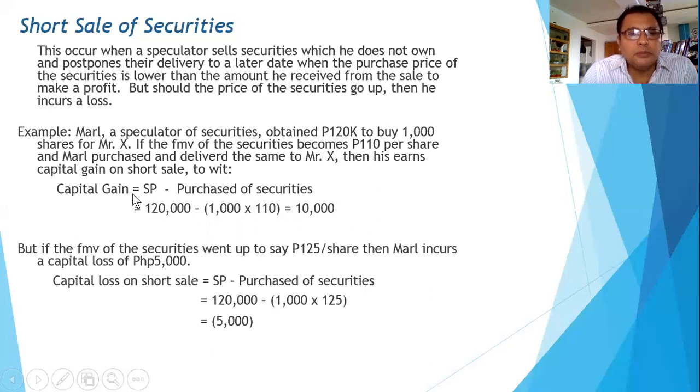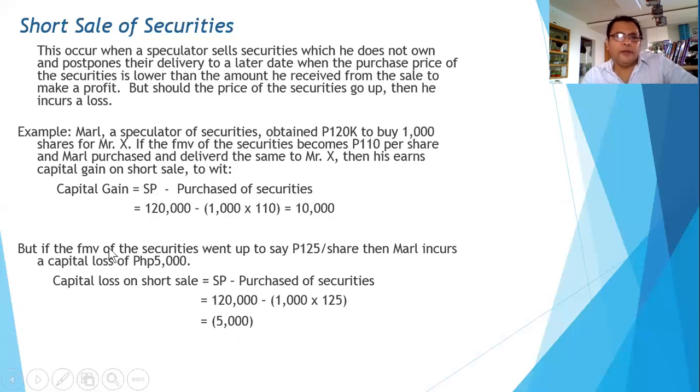So capital gain is computed by selling price minus the purchase of securities. So selling price is 120,000 minus the purchase price of 1,000 shares times 110 pesos per share. So that is 110,000 pesos. So the capital gain is 10,000 pesos.